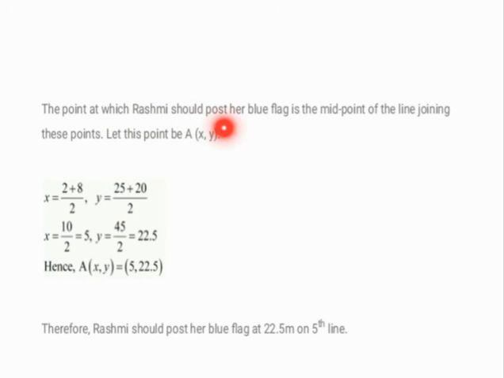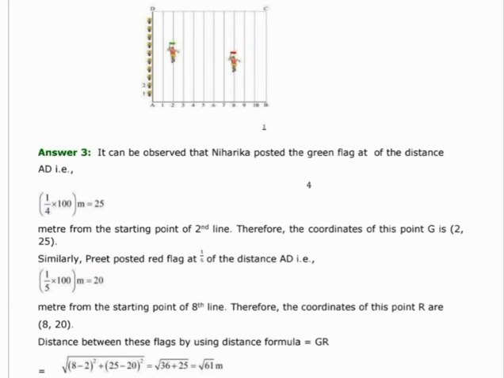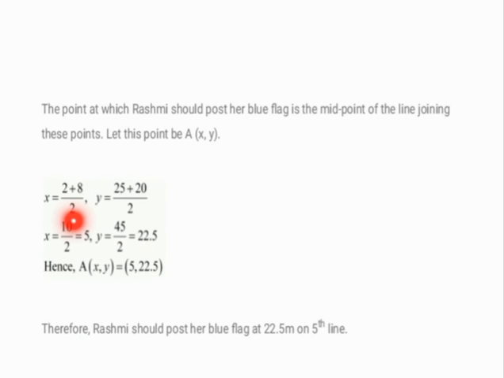Now Rashmi posted her blue flag at the midpoint of the line joining. So let the coordinates be (x, y). We have learned the midpoint formula, (x1 plus x2) divided by 2 and (y1 plus y2) divided by 2. For the x coordinate, x1 plus x2. Here x1 is 2 and x2 is 8. So (2 plus 8) divided by 2, and for the y coordinate, (y1 plus y2) divided by 2, which is (25 plus 20) divided by 2.